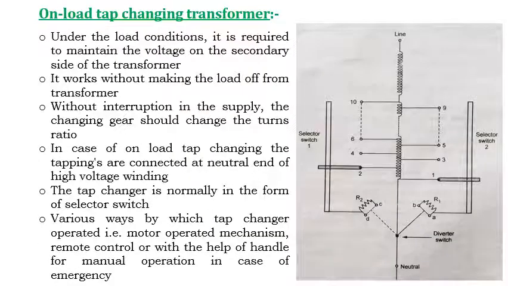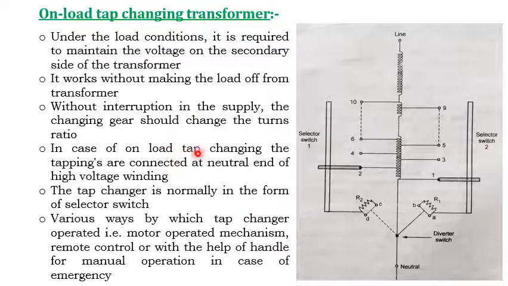Let us consider one more type of tap changing transformer, that is the on-load tap changing transformer. Now it operates under the load conditions. It is required to maintain the voltage on the secondary side of a transformer. In case of the off-load tap changing transformer, the supply is disconnected from the transformer. This one works without making the load off from the transformer. Without interruption in the supply, the changing gear should change the turns ratio. So there is no interruption of the supply; the supply will be continued to the transformer winding.